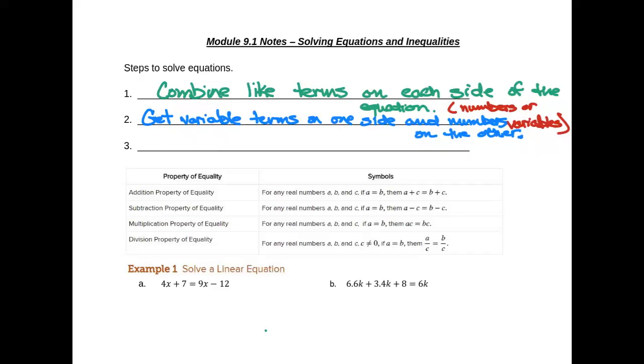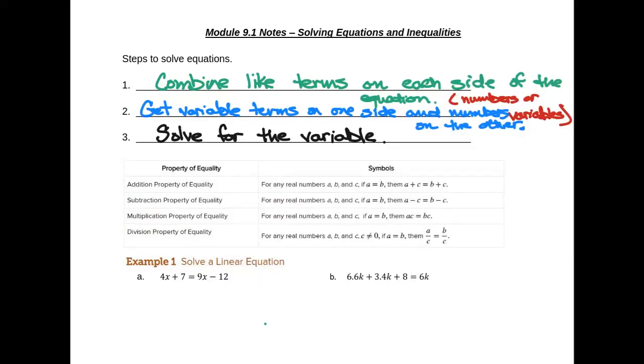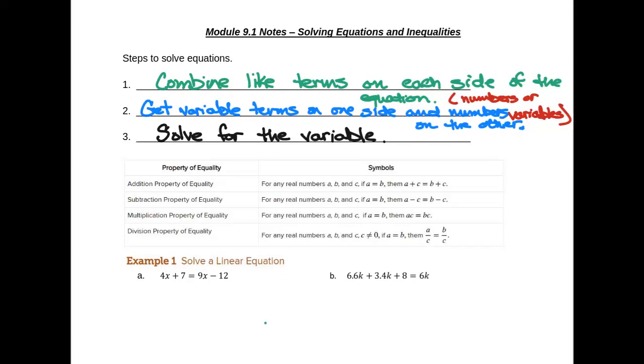And lastly, we are going to solve for the variable. And that just means what makes sense. What is my x value? X equals. What is my y value? Okay? So get your like terms together on each side separately. Then get your variables to one side, numbers to the other, and solve for the variable.